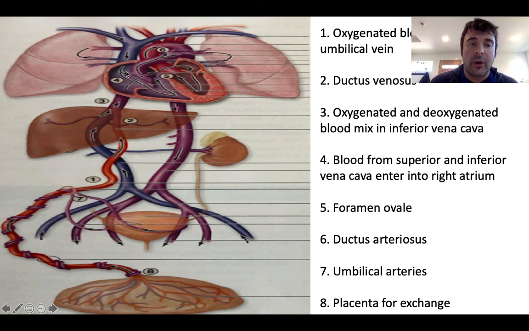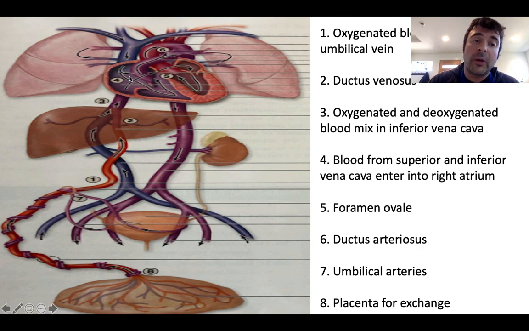We also get the superior vena cava and the coronary sinus bringing deoxygenated blood to the right atrium. From the right atrium, because pressure in the right atrium is higher than in the left atrium as a consequence of this circulatory route, there's a special adaptation that's indicated by number 5, and it is a hole in the atrial septum, not the interventricular septum, but the atrial septum, called the foramen ovale, or the oval hole.